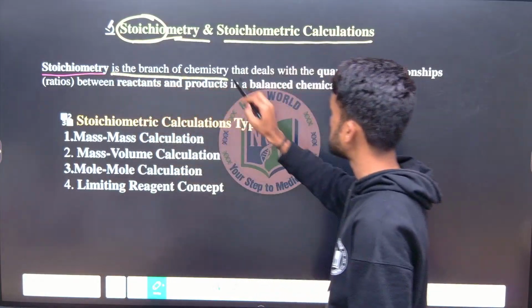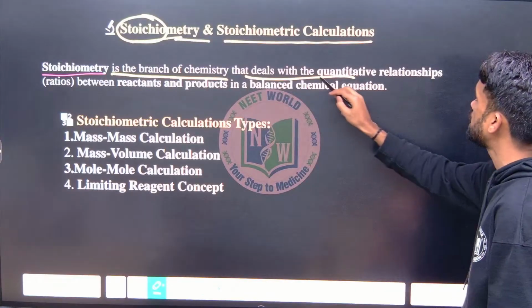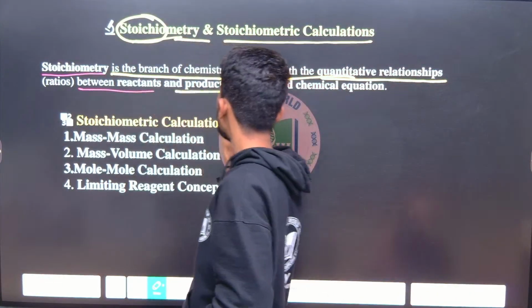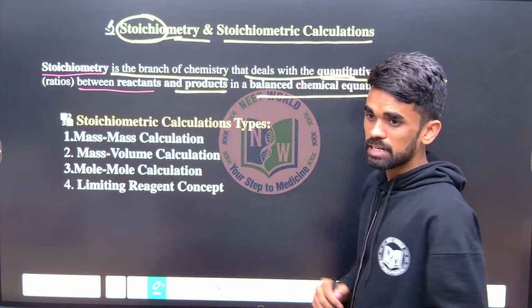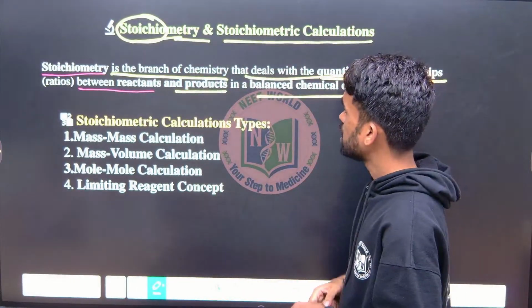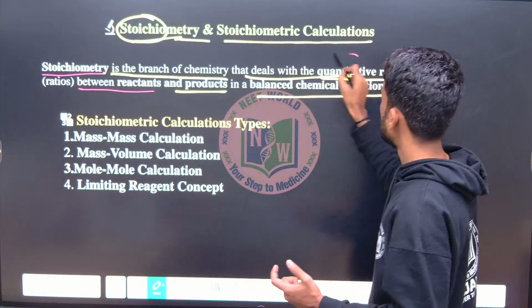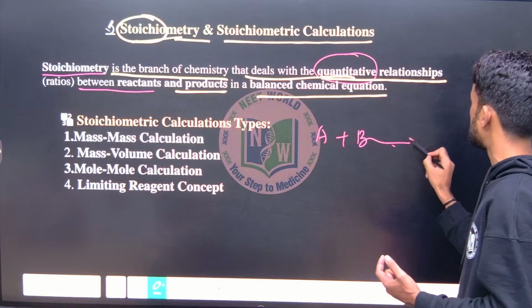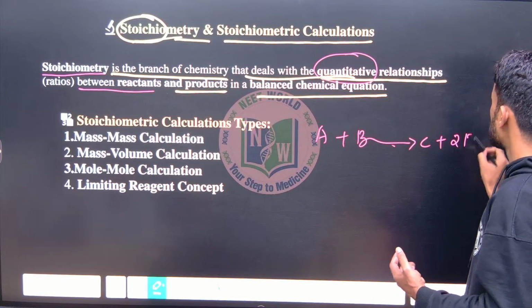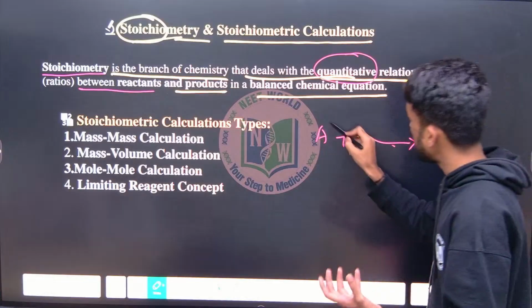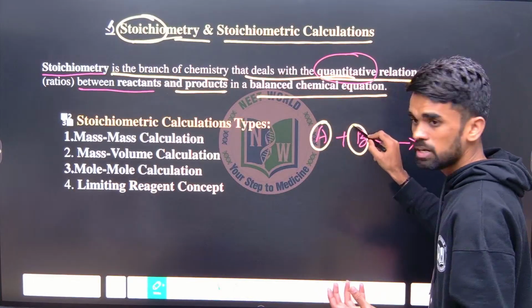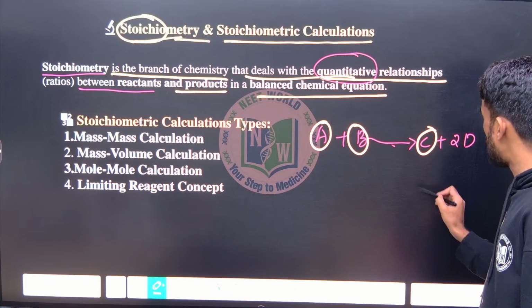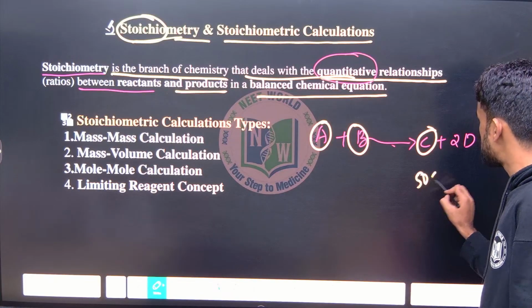Stoichiometry is a branch of chemistry that deals with the quantitative relation between reactants and products in a balanced chemical equation. Quantitative means what? Quantity. For example, I am saying A plus B gives rise to some product C plus some 2D. Now what quantity of A and B reacted to form this quantity of C? For example, some 50 grams of C is formed.